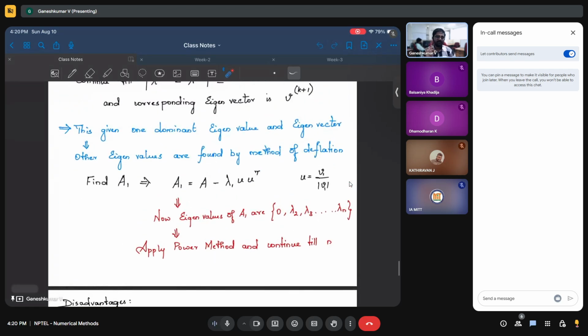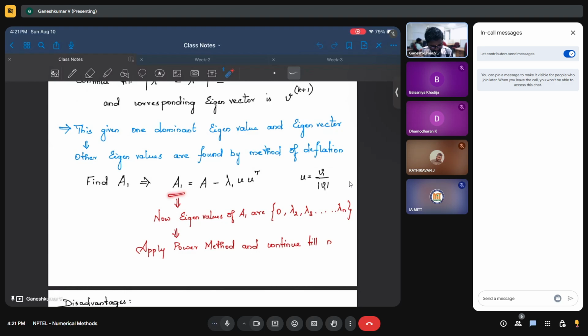Now this will give you one eigenvalue and one eigenvector. So now if you want to find, let's say, the next eigenvalue, then you use something called the method of deflation. Basically we are tricking the matrix, and we are trying to make one of the eigenvalues of that matrix 0, so that you can use the power method to find the next dominant eigenvalue. So that is how we do it.